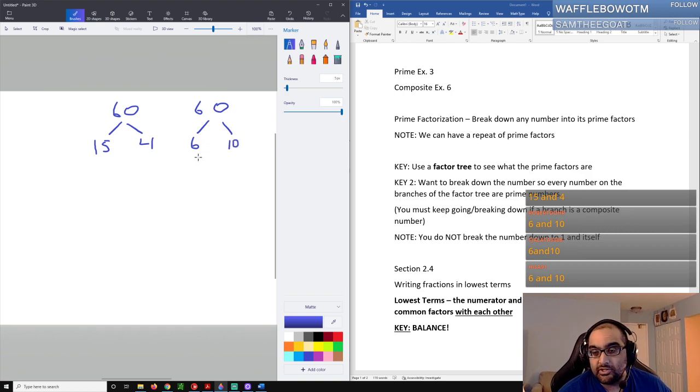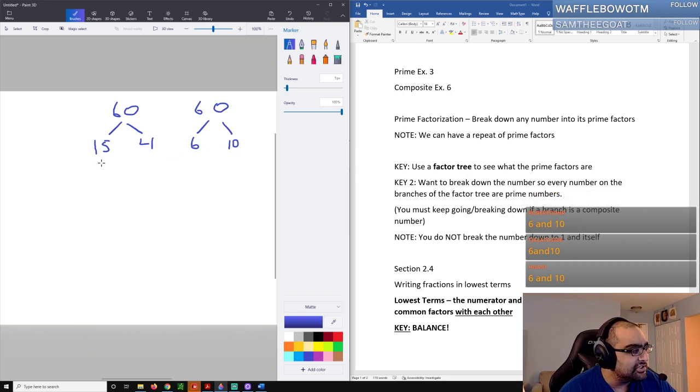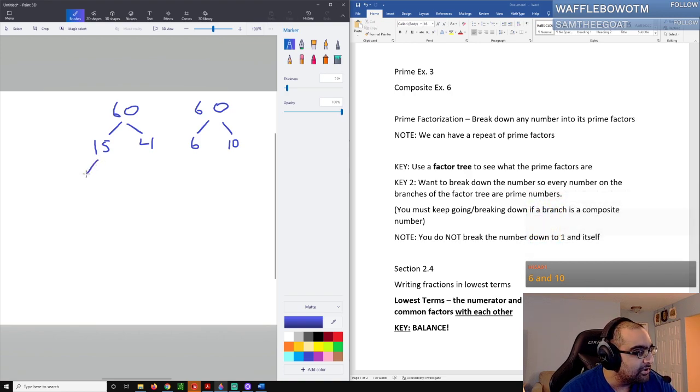You could have picked 2 and 30. That would have been just as acceptable. 3 and 20 would have been an acceptable combination too. There are a lot of different combinations to get to 60. I'll start off with 15 and 4, and then we'll do 6 and 10. Okay. 15. What does 15 break down to?